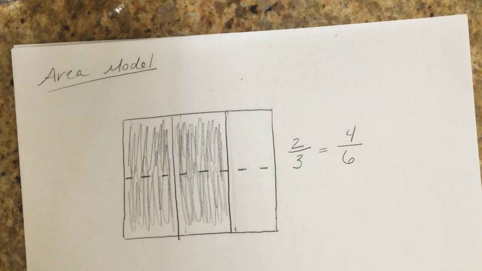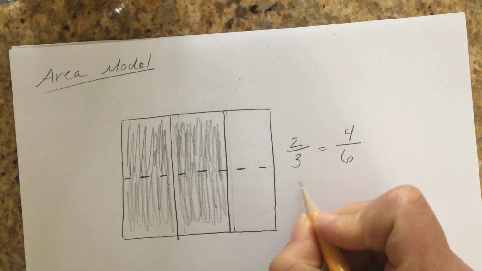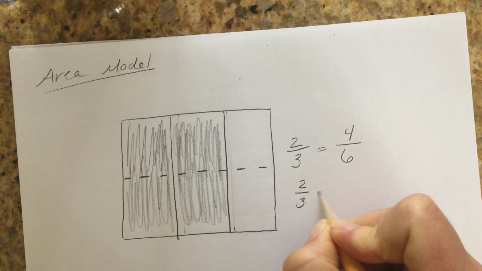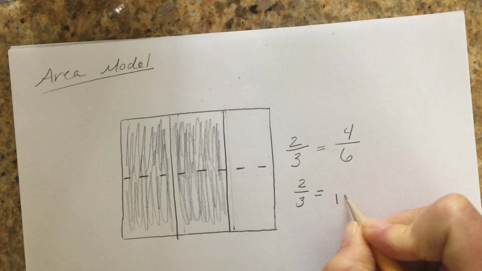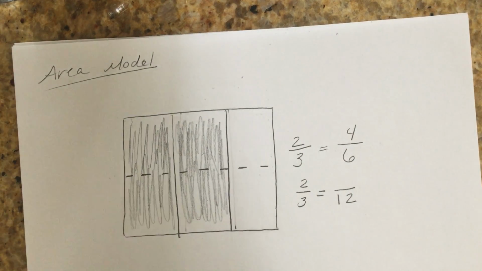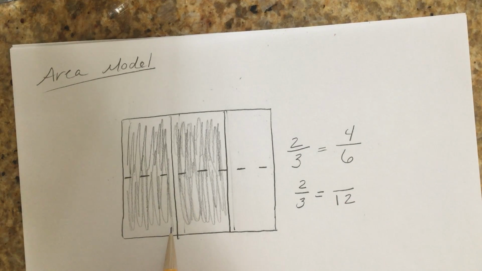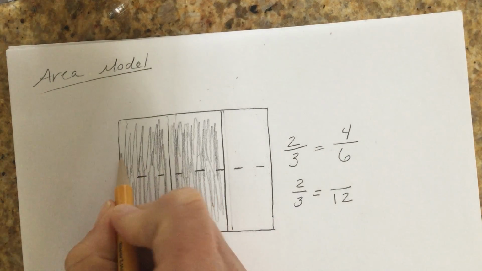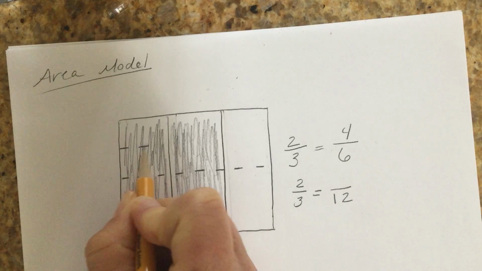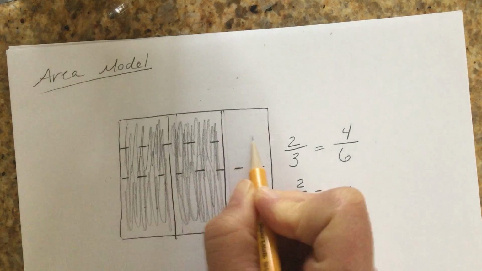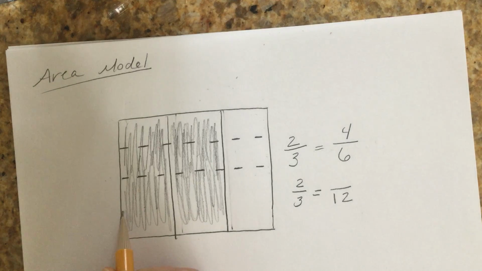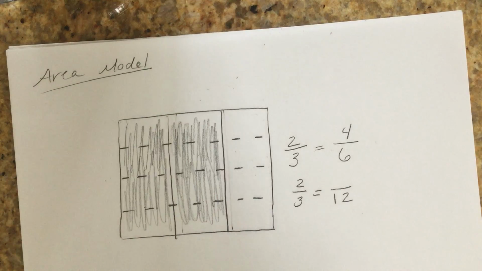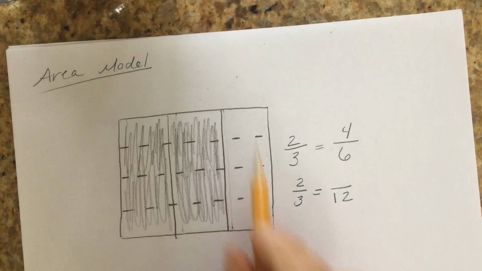Say I wanted to take this even further and see 2 thirds is equal to how many twelfths? Well, I would do the same thing. I would start with my thirds. I would split this in half to create my sixths. And now if I split each of these in half, I will now have 12 equal parts or twelfths.